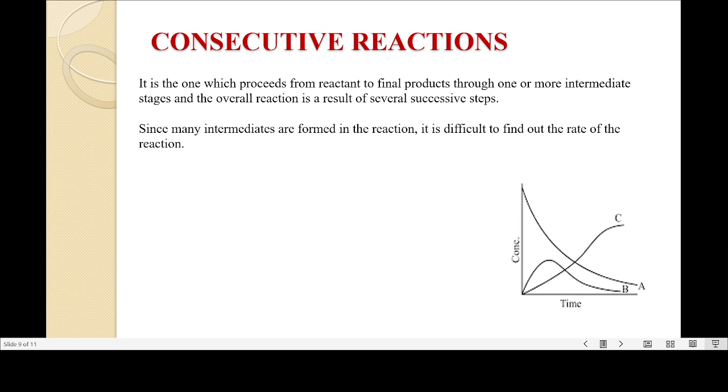The last type of composite reaction is a consecutive reaction. It is one in which the reaction proceeds from reactant to final products through one or more intermediate stages, and the overall reaction is a result of several successive steps. Since many intermediates are found in the reaction, it is difficult to find out the rate of the reaction.